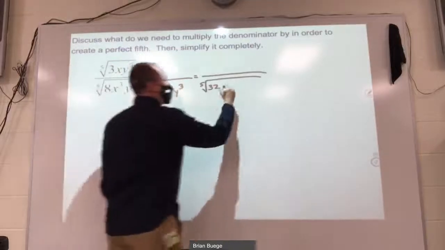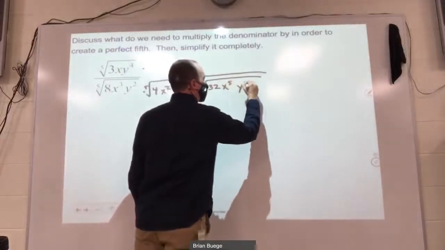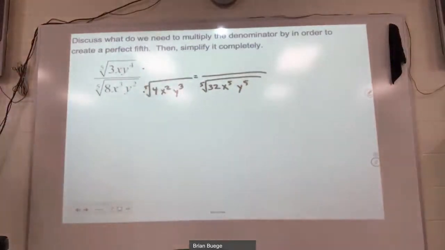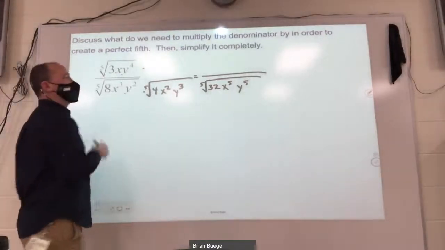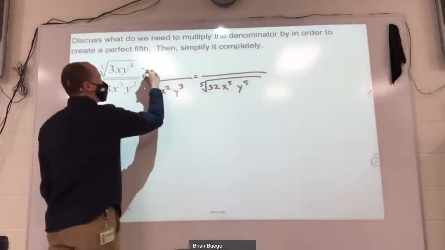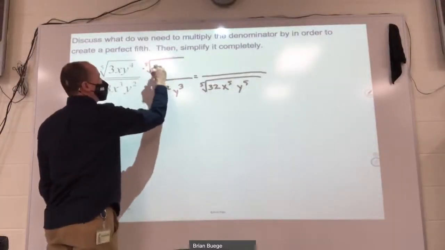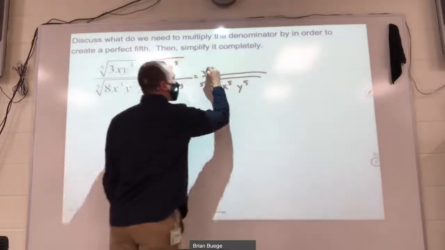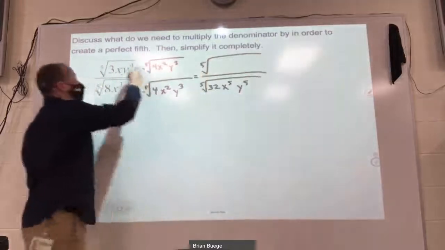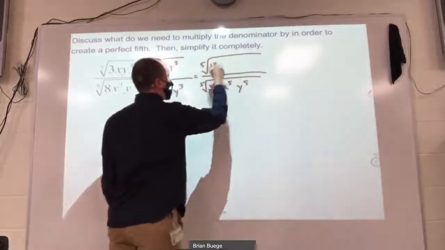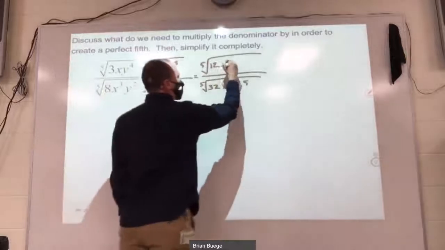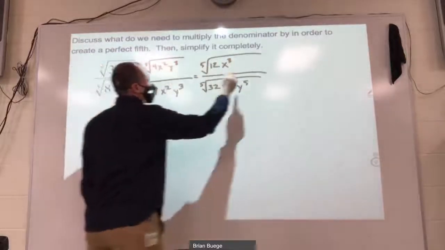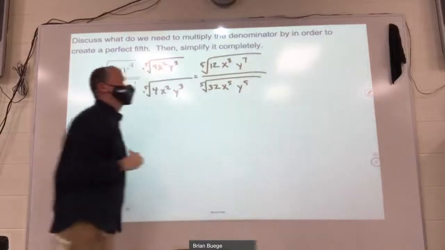And so when I do that, I would then end up with x to the fifth and y to the fifth in the denominator. Which now I can take the fifth root of all three of those things. So we're on the right track here. But I've got to multiply the numerator by the same thing that we figured out. So fifth root of 4x squared y cubed gives me 3 times 4 gives you 12. X times x squared gives you x cubed. Y to the fourth times y to the third gives you y to the seventh.